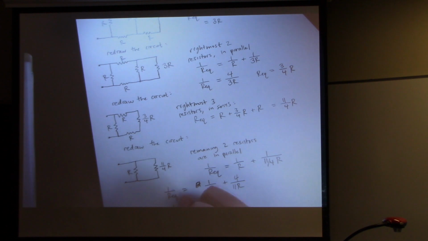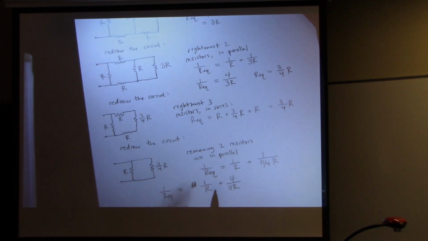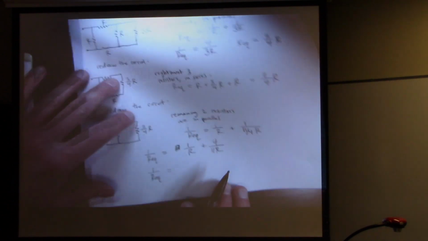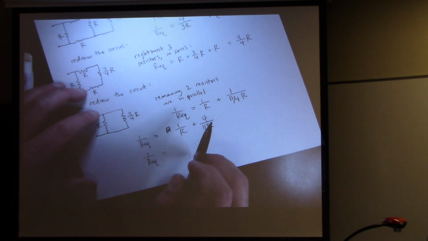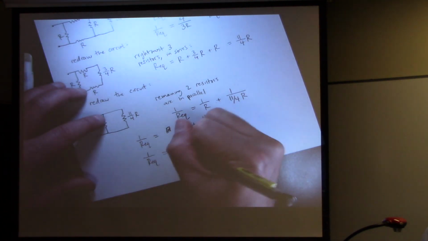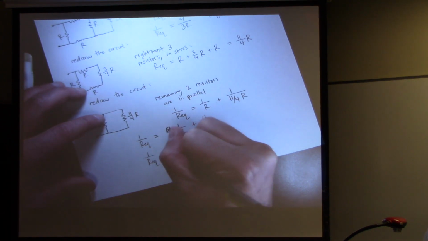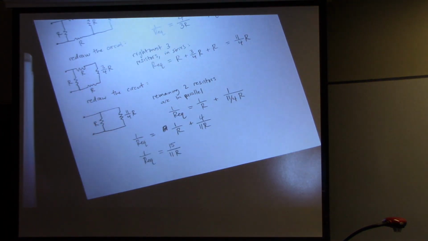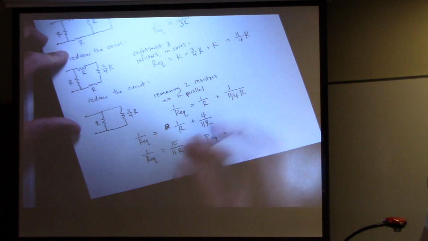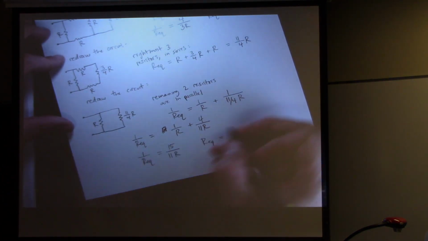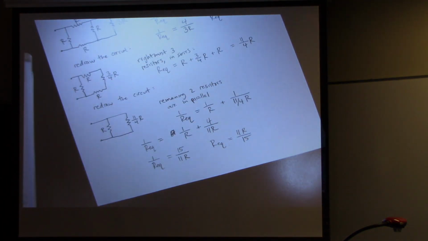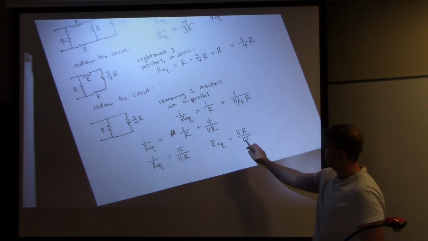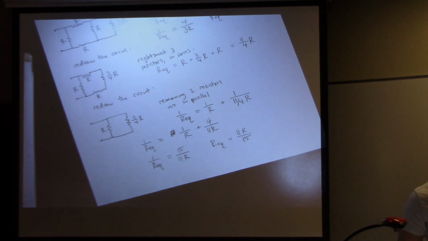So 1 divided by Req, okay? You can think of the first one as being 11 divided by 11 plus 4 divided by 11. So that's going to be 11 plus 4 is 15 divided by 11 times R. And what we have to do to get our equivalent resistance is just flip that fraction, invert both sides, and that gives us 11R divided by 15. Okay. I was getting nervous, I was going to screw up the fractions, but that's the answer. Okay. So that's your equivalent resistance.